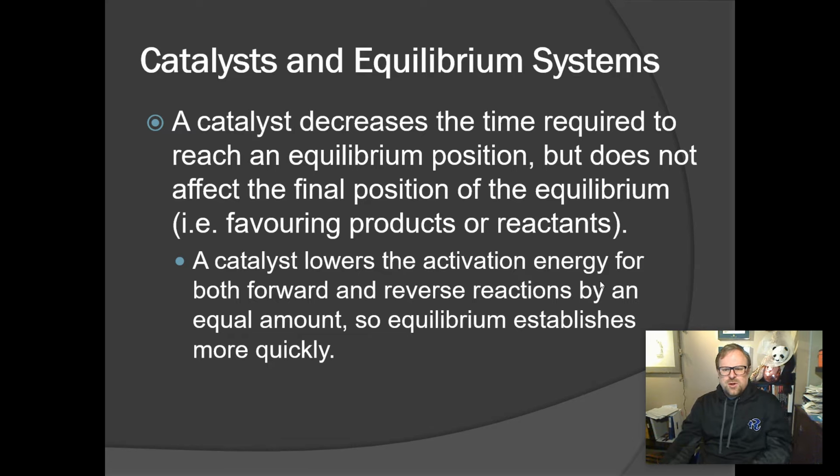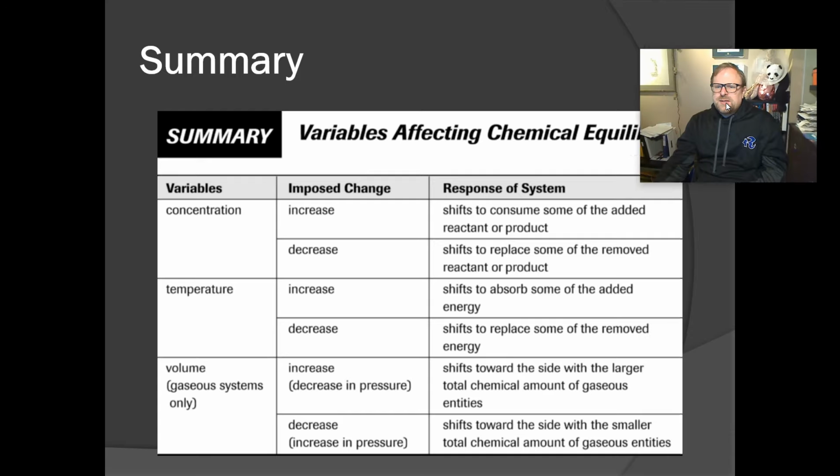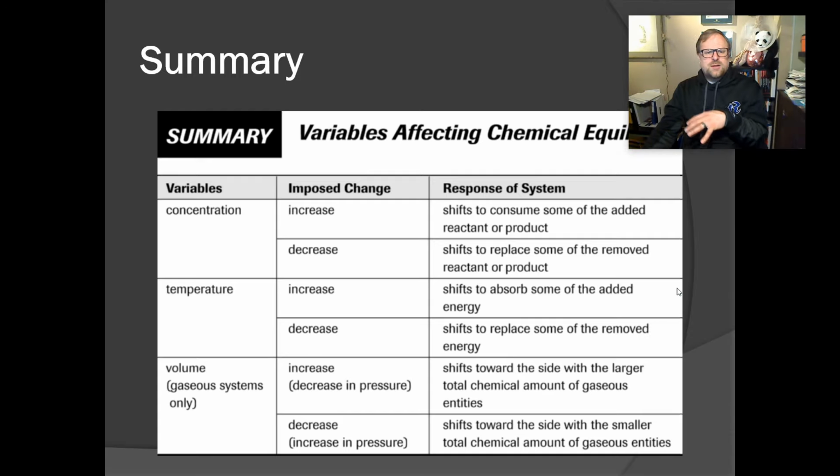Okay, so a catalyst lowers the activation energy for both the forward and reverse reactions by equal amounts, so the equilibrium establishes more quickly. The equilibrium it establishes is not different as far as how much it favors the reactants or products compared to an uncatalyzed reaction. Okay, so the catalysts just go to help us get to that equilibrium state faster. That's about it. Okay, so this is just a quick summary of what we've talked about.